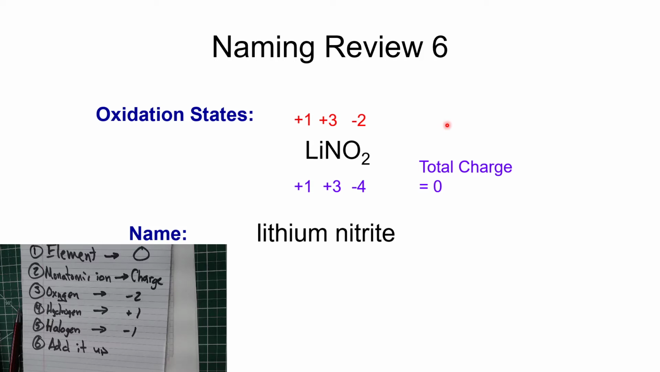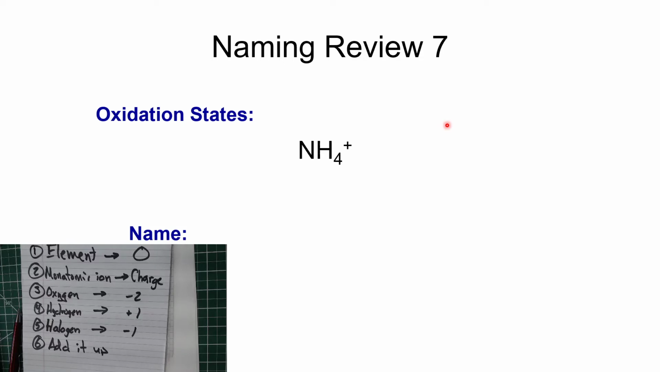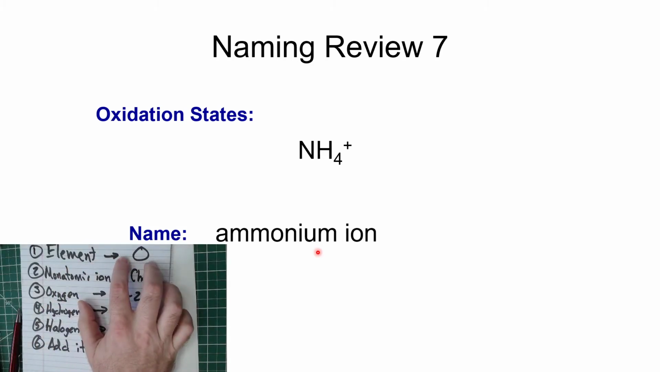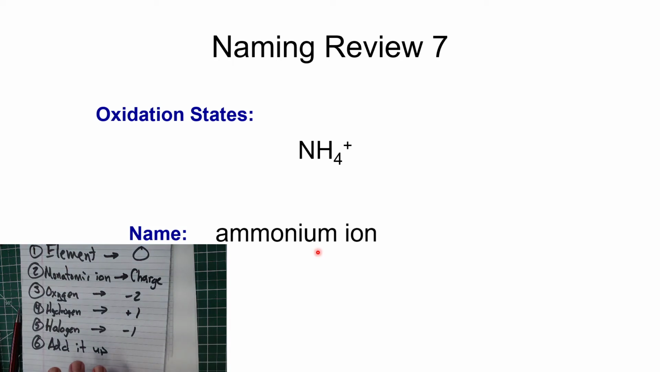Okay, so next one. This is called ammonium. That is correct if you said ammonium. So that is the ammonium ion. And we already know that this is not an element by itself. And since it's not an element by itself, we need to get the total charge. We add it up. Well, the total charge is +1. So the sum of all the oxidation states also has to come out to +1.